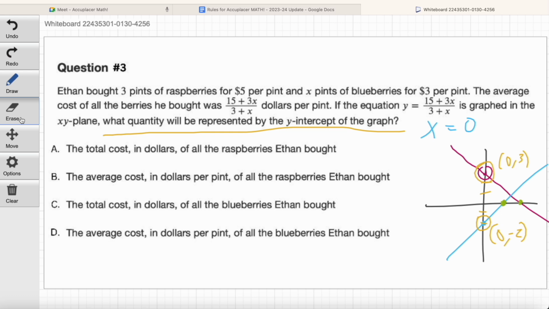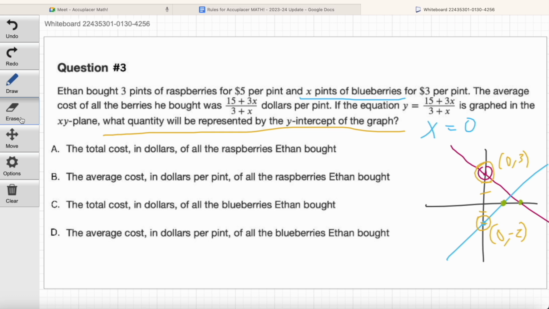So we don't know what the y-intercept is exactly here, and we could calculate it, I guess, but I know what the x value is. The x value is 0. It's got to be. Make sense? Okay, now what does x represent in the question? They tell us a little bit earlier in the question what x represents. The pints of blueberries. Yes, they tell us that.